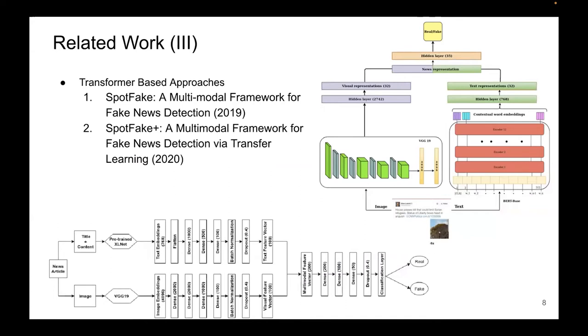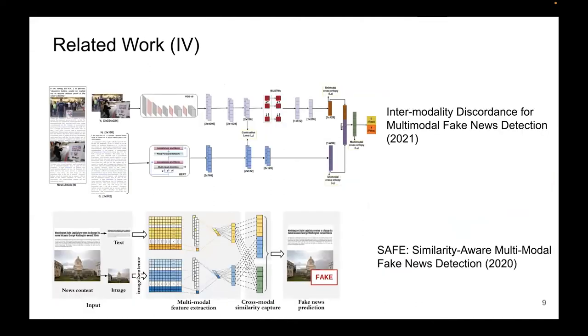Now, recently, transformer-based language models have shown significant performance over these traditional machine learning-based methods. So Singhal and the team came up with SpotFake and SpotFake Plus, which leverage text information from BERT and XLNet respectively, and image features again came from the VGG19 pre-trained network. Similarly, most of the works that we have mentioned didn't make use of any relationship capturing between the text and the image.